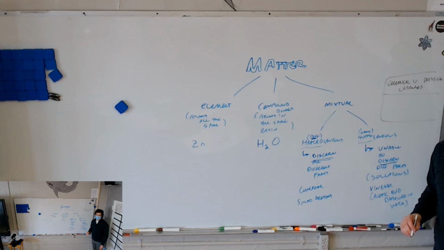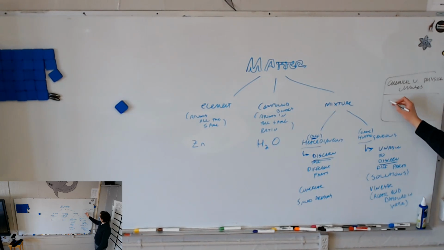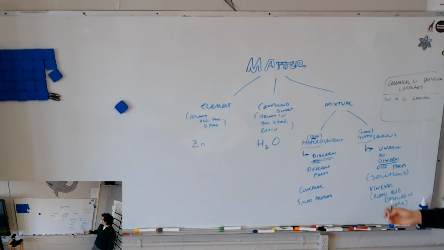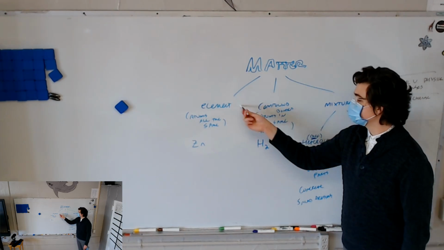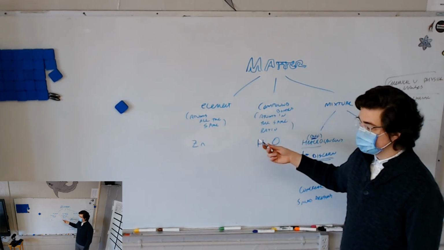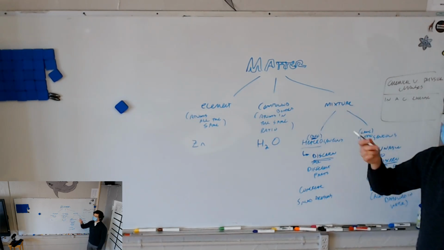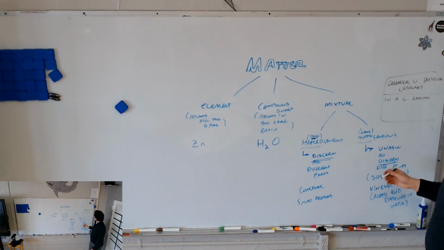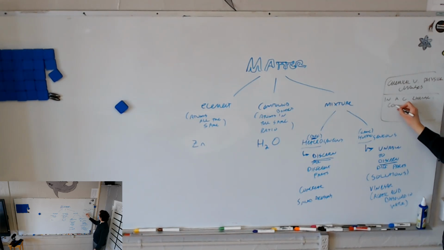In a chemical change, what happens? A chemical reaction happens. But what of these things might be different? Will the elements be different afterward? No, probably not. But they will be different substances, right? They will be different compounds. In a chemical change, compounds change.